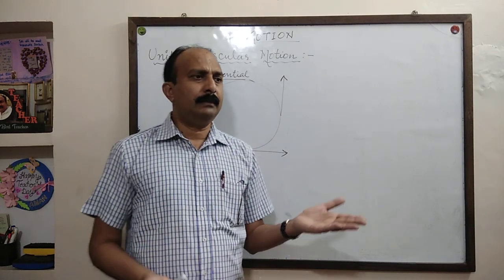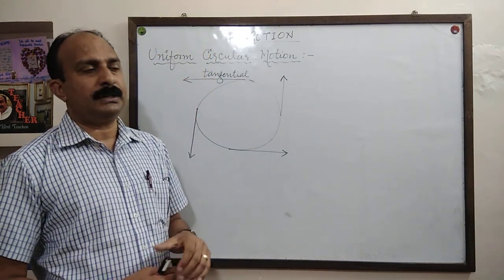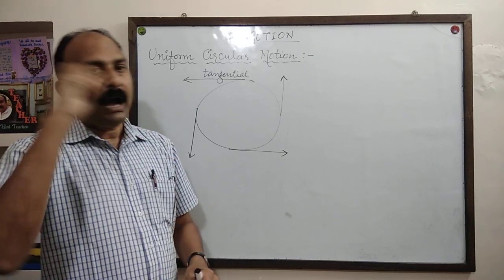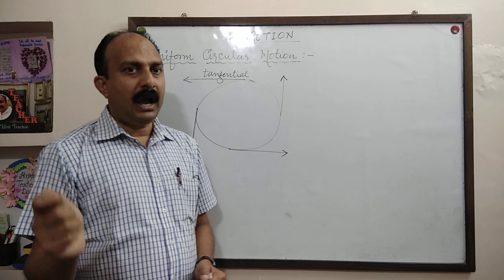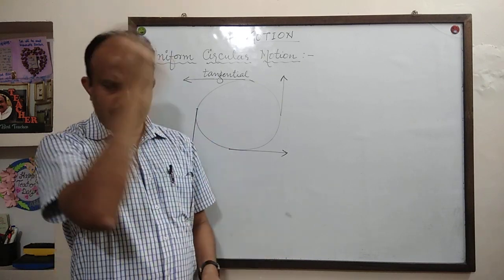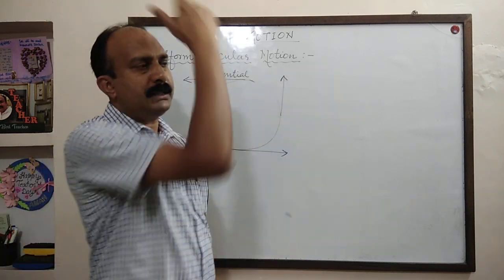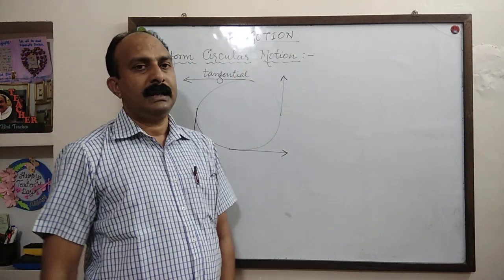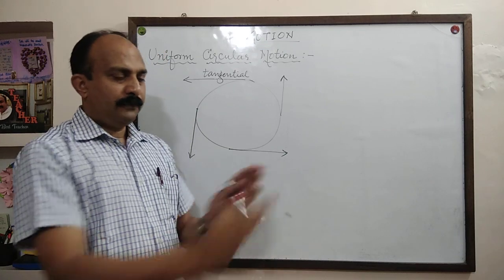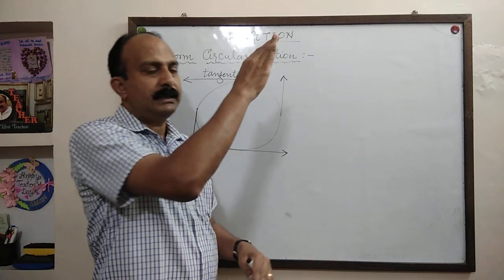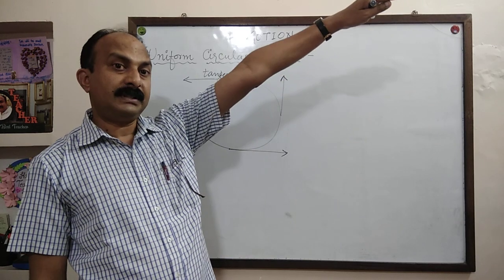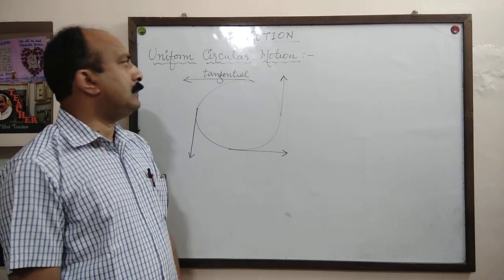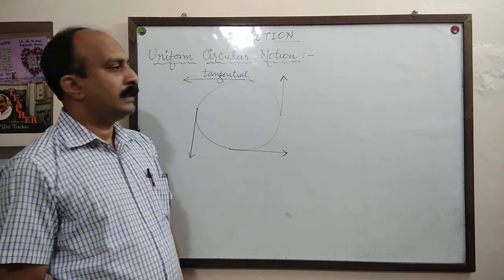Now there are some more examples of bodies in uniform circular motion. You might have seen the hammer throw. For the hammer throw, the hammer is revolved very fast and then finally released. When it is released, it goes in a straight line path. Discus throw: when the discus is released, it will move in a straight line path. Satellites I have already told. So these are the examples of uniform circular motion.